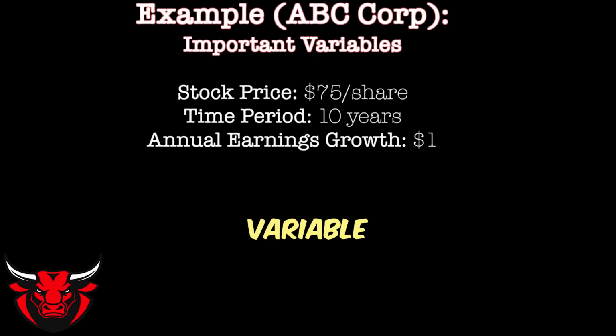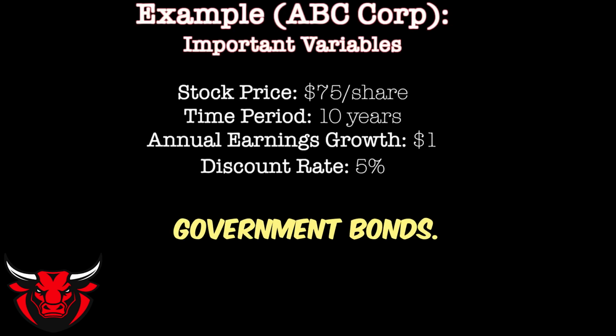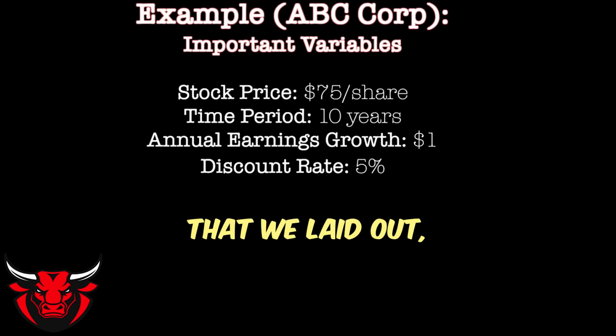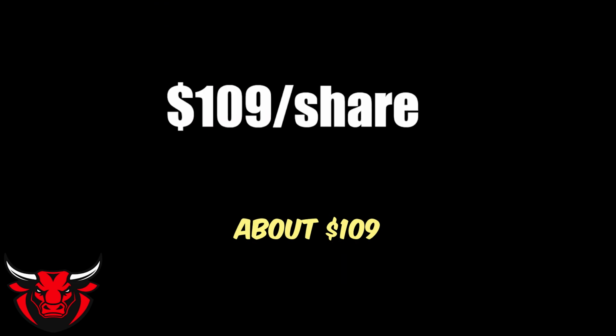The next important variable is the interest rate, in which you discount the cash flows back by. Let's use 5% in this example. In the clip, Warren Buffett mentioned that he uses the long-term risk-free rate as his discount rate. In the US, the risk-free rate is the interest rate on long-term government bonds. With the variables that we laid out, that means ABC Corp stock's intrinsic value is about $109 per share.